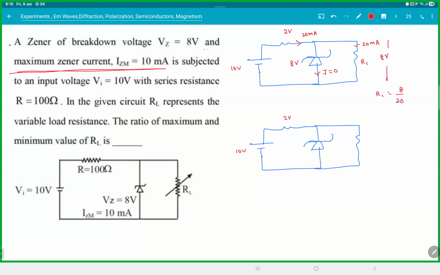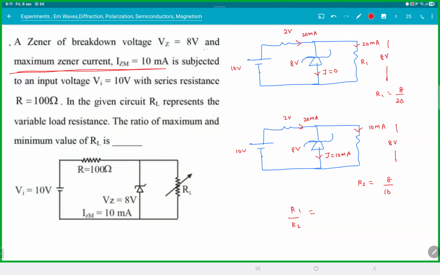In the second scenario, this current will be 20 milliampere. Now Zener diode can take maximum current, so 10 milliampere. That means here the current is 10 milliampere. The voltage is still 8 volts. So now the resistance R2 will be 8 by 10. And divide R1 by R2, you'll get the answer. Or R2 by R1, whatever they're asking. I think R1 by R2 only.